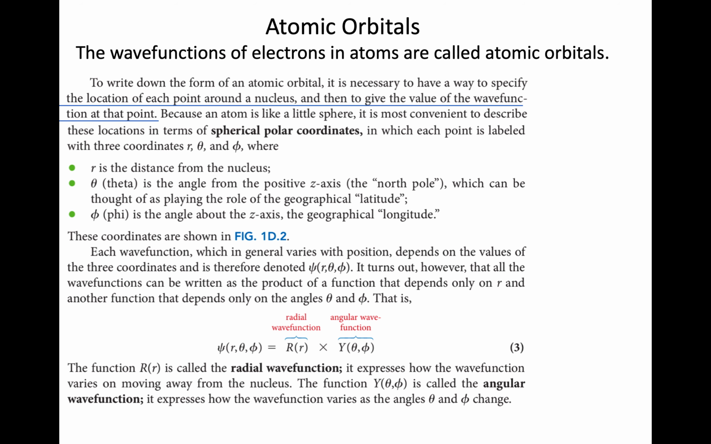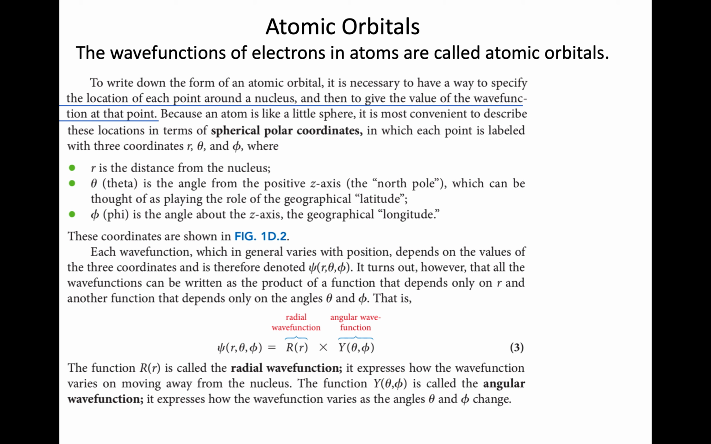So the solutions to the Schrodinger equation are the atomic orbitals. We're interested then, spatially around the nucleus, in what the value for the wave function is when we are looking at the solution to the Schrodinger equation.